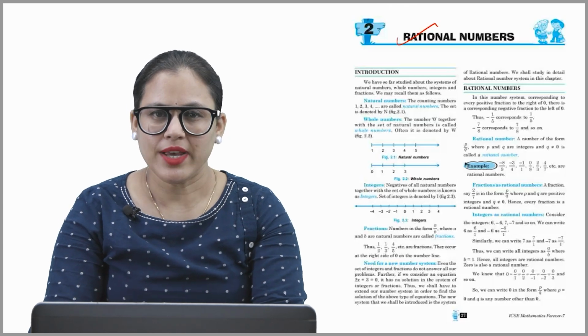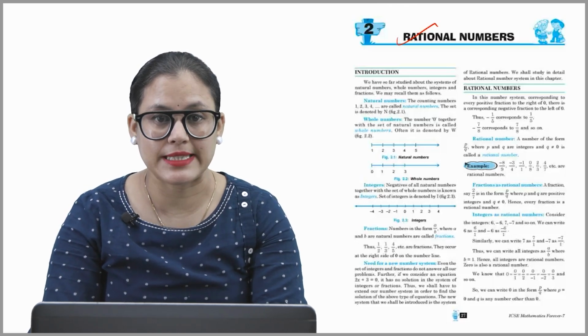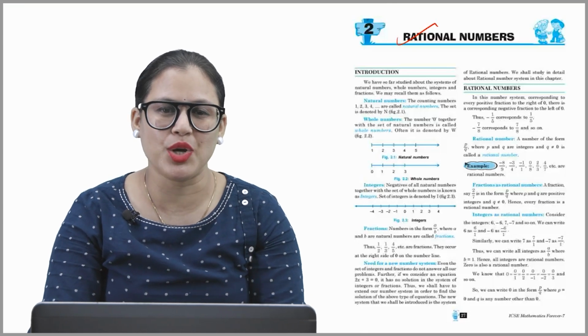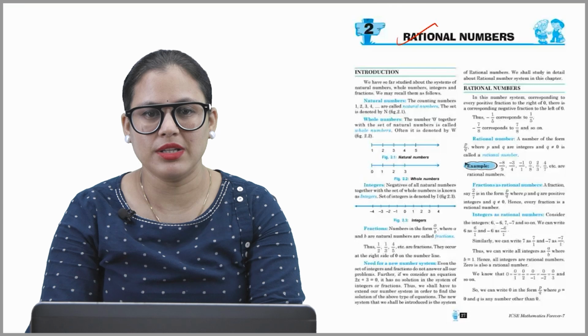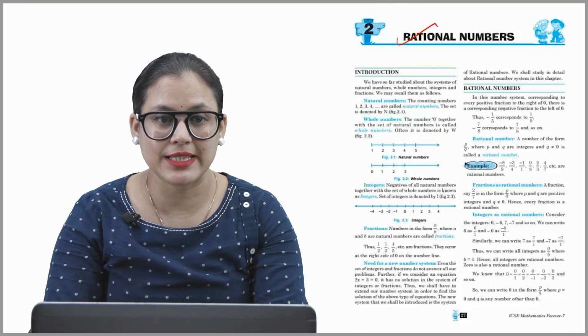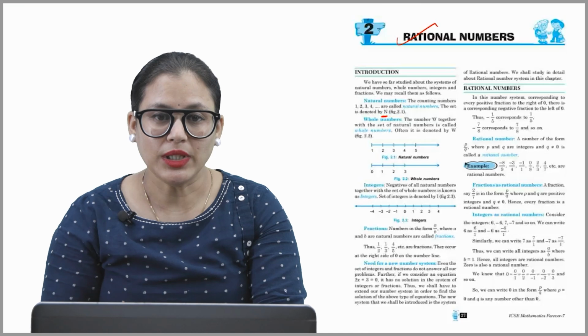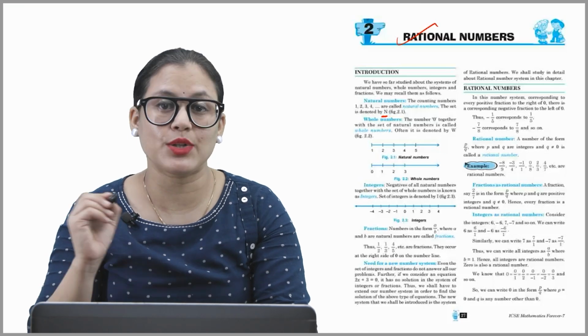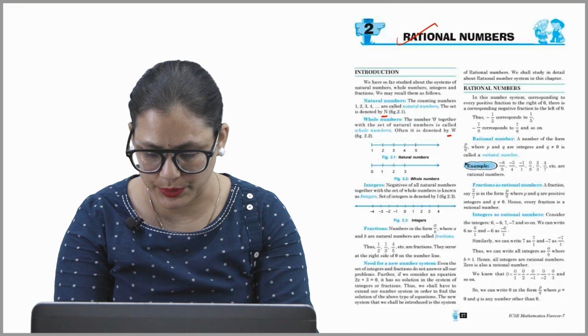Introduction. We have so far studied the systems of natural numbers, whole numbers, integers and fractions. We may recall them as follows. Natural numbers: the counting numbers 1, 2, 3, 4, etc. are called natural numbers. The set is denoted by N. Whole numbers: the number 0 together with the set of natural numbers is called whole numbers. Often it is denoted by W.